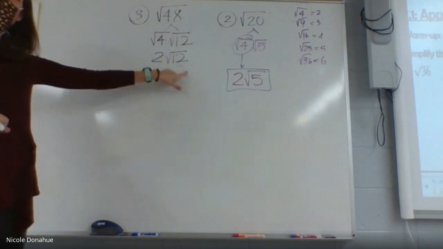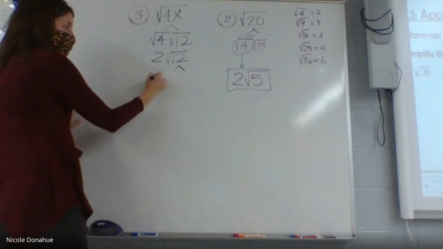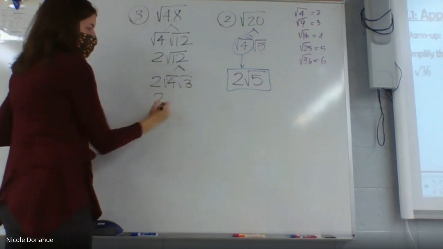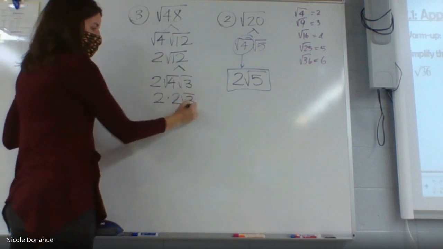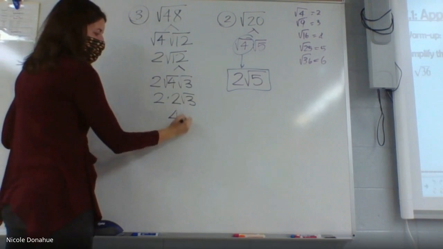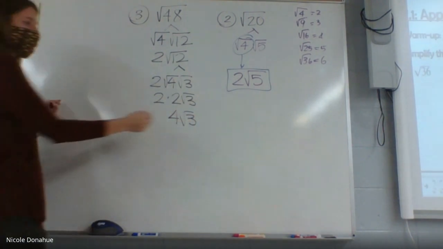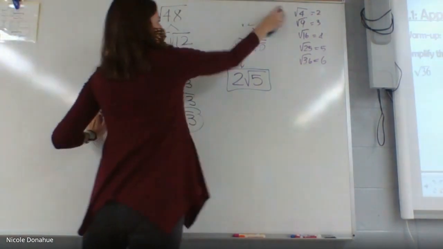However, square root of 12 can be broken up more. So we can break this up, 4 times 3. So I take the square root of 4, I get 2. And then square root of 3, and multiply those. So what I'm trying to say is there's a faster way to get to this answer. So I'll show you that here.